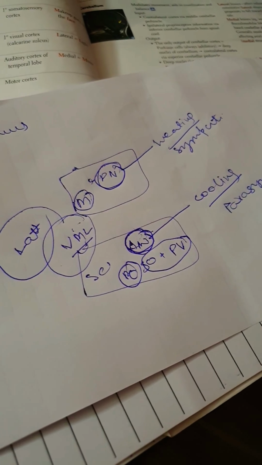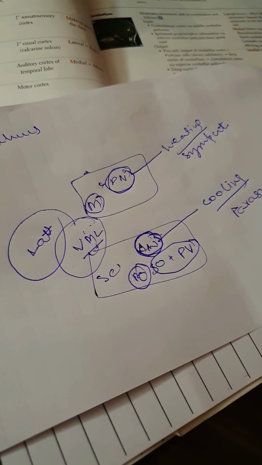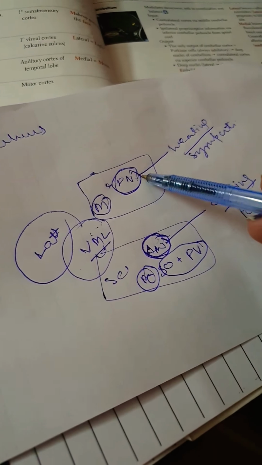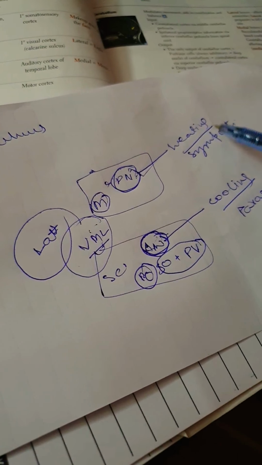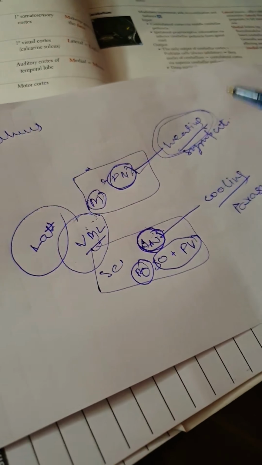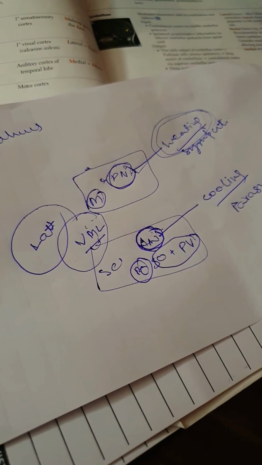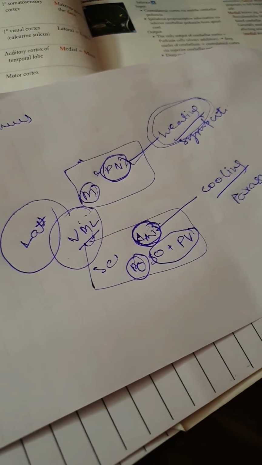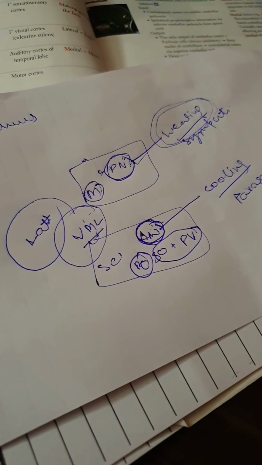Like, as your body starts to cool down and you need to have heat in your body, our posterior nucleus will start working, by shivering or other mechanisms. As your body is trying to get its temperature down, the anterior nucleus will start working. So these two nuclei are clear, I guess.